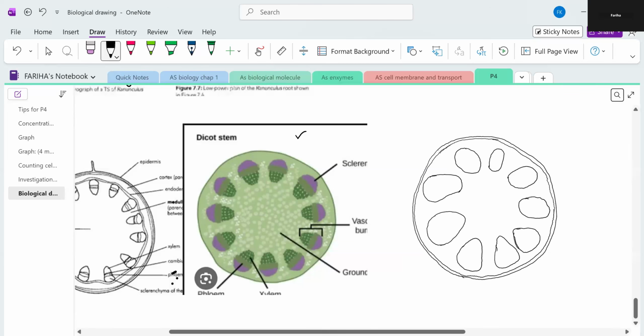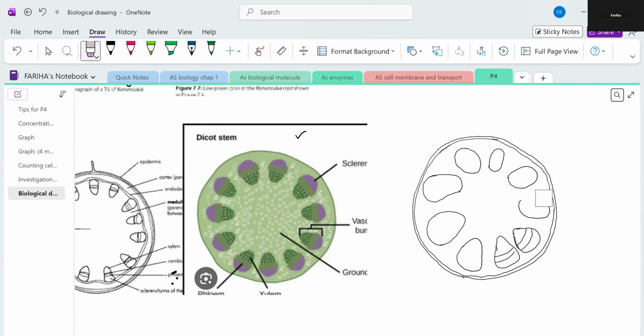So there are 3 distinct regions in these vascular bundles. You just need to show it with lines. Do not draw any cell. In case of plan drawing, we don't need to draw individual cells. Is this clear? So now you have to complete the entire diagram. Is this clear? Yes, miss.